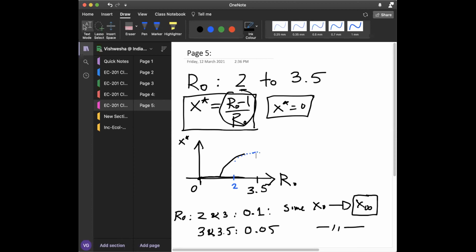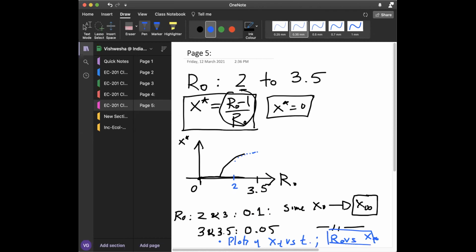What you need to do? Any questions? So between 2 and 3 at intervals of 0.1, and between 3 and 3.5 at intervals of 0.05. Of course, use everything at your disposal. Make plots of Xt versus t. Also eventually I want to see R versus X infinity.